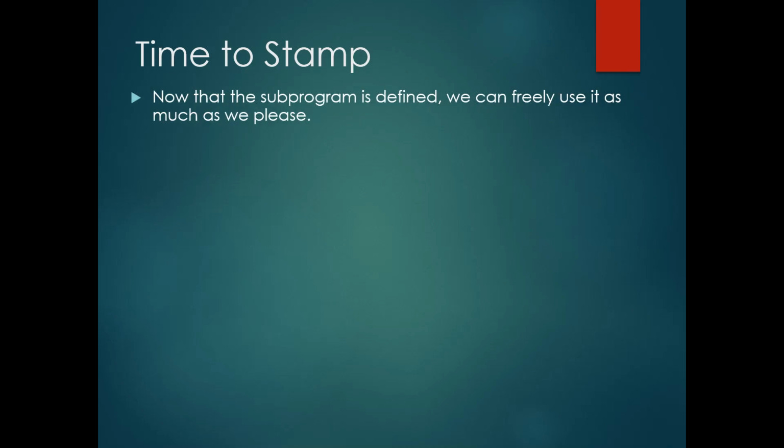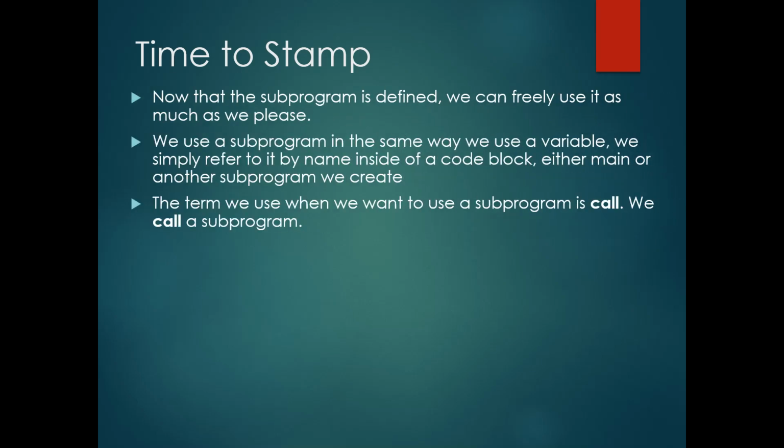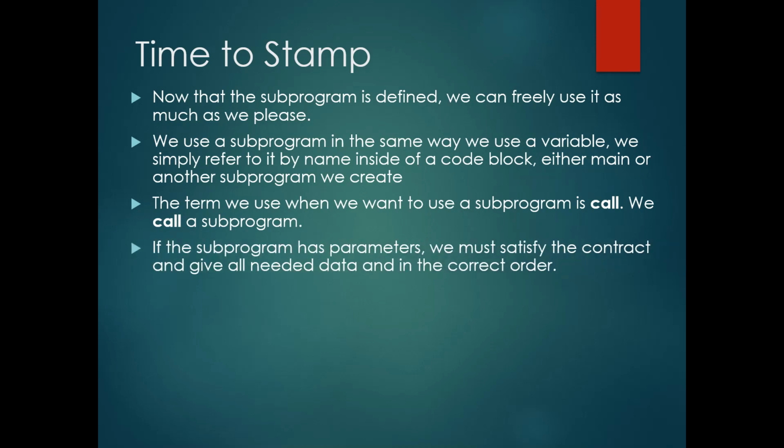Okay, great. So the term we use when we want to use a subprogram, when we want to execute it, is the term call. So we say we call a subprogram, we call the method. I call the print line method. I call math.pow. Okay? It's just the terminology. So again, if the subprogram has parameters, we have to satisfy that contract and we have to supply it data.